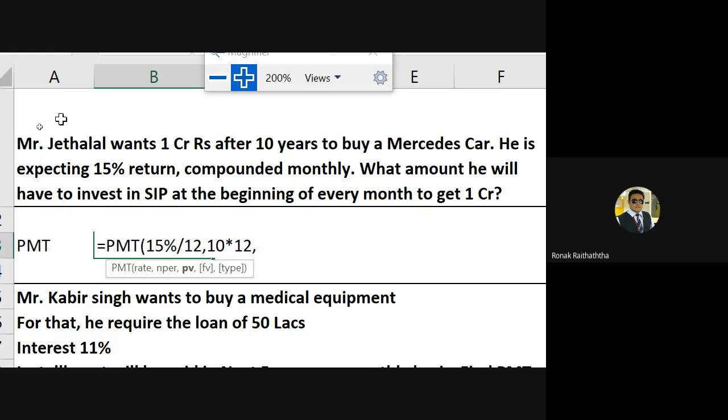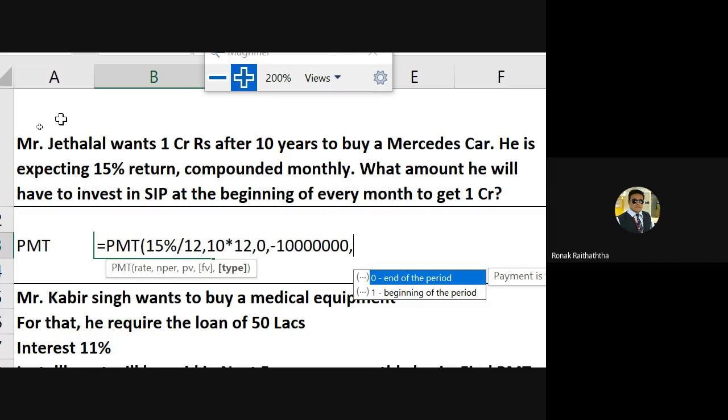Here we require the PV now. PV stands for the amount of money which he would be investing right now. For that, we do not have any detail. PV is not there, comma. Putting 0 over there, comma. FV? Yes, sir, we have the information of FV in this case, because after 10 years, Jethalal wants to buy a Mercedes car of 1 crore of rupees. Must be in minus. So FV is there. So minus 1 crore, 1, 2, 3, 4, 5, 6, 7, comma.